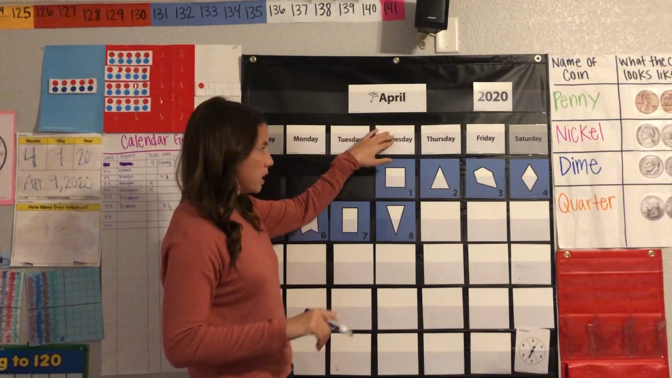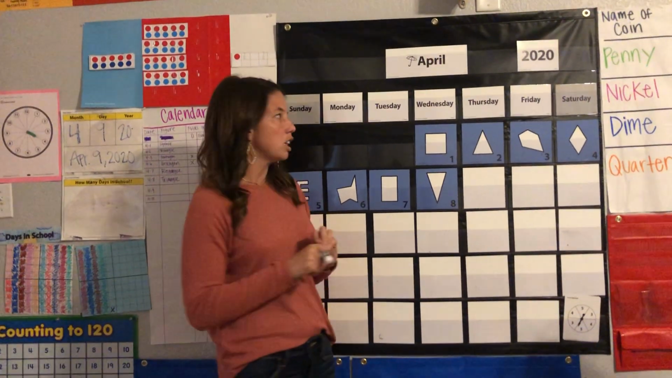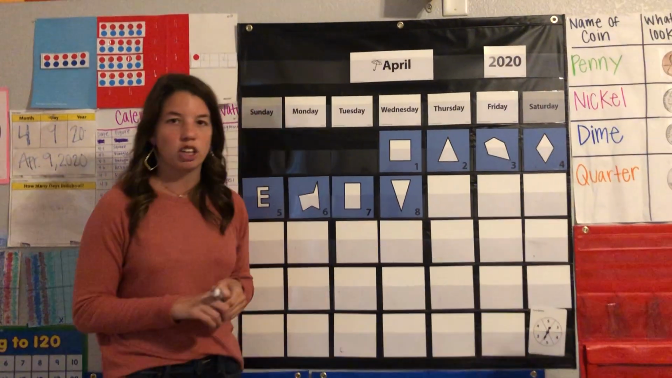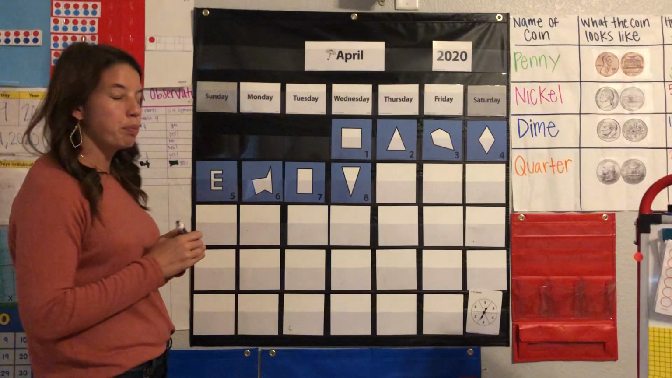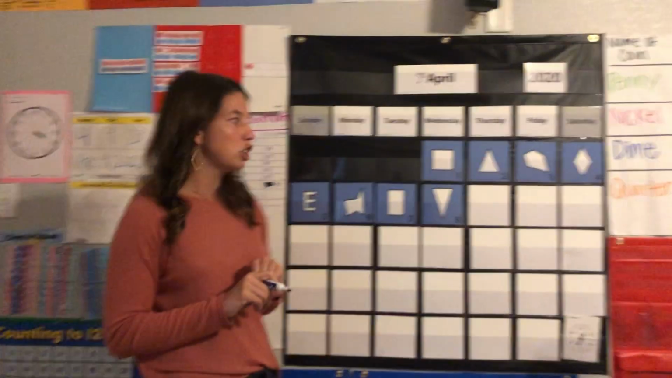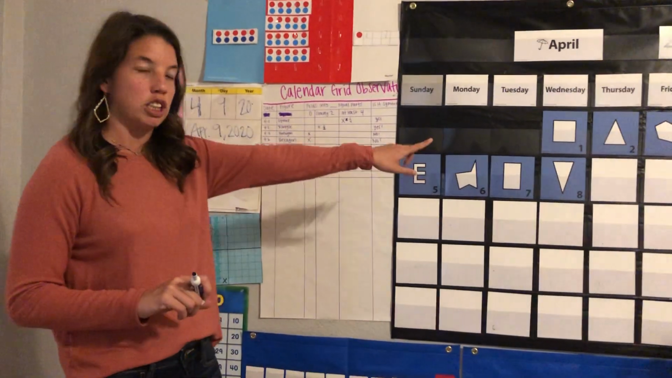And then what day of the week is it, boys and girls? Yesterday was Wednesday, so today is, that's right, today's Thursday. So let's say our date. Today is Thursday, April 9th, 2020.